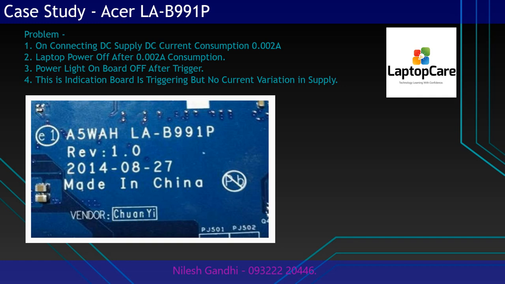indicates that the board is getting triggered on pressing the power button. So definitely there are hopes that we will revive this board to normal position. Even after getting triggered, there is not much current variation on DC supply and it remains stuck at 2 milliamps. Sometimes it jumps for a few seconds and then goes back to 2 milliamps. So the condition was not stable, but average consumption was 2 milliamps, which is very low.